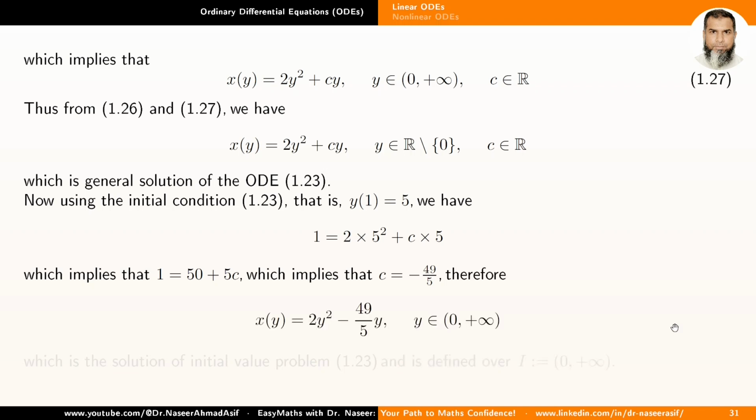Therefore x of y is equal to y square minus 49 by 5 into y, where y belongs to the open interval 0 to plus infinity, which is the solution of the initial value problem 1.23 and is defined over I is equal to the open interval 0 to plus infinity.